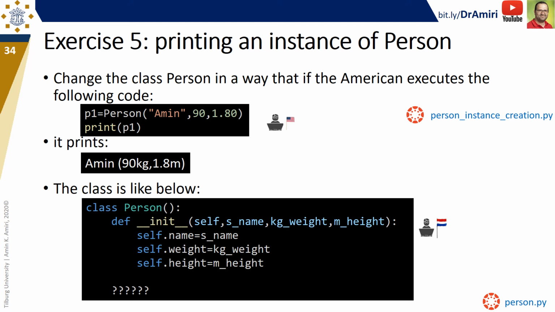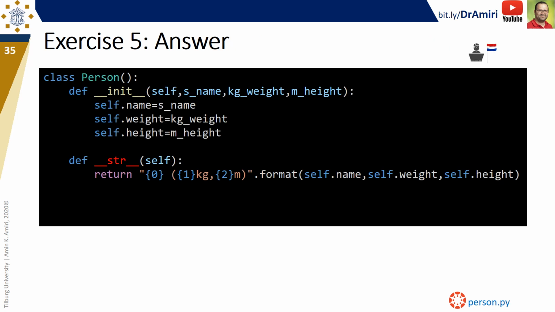The class is already shown to you. The first line that the American wants, the initializer, is already given to you. How can you add a dunder_str to this class? So here is how you can do that.